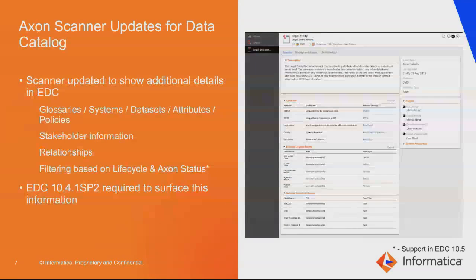Now, we have also improved a number of things on what information is available into EDC. And as part of the Axon Scanner, the update that has been made as part of 7.1, we will not only be pushing the glossary information, which was always the case, but also your systems, data set attributes, and policy information as well as the associated stakeholders and the relationships as well. Now, for this information to show up in EDC, you will require EDC 10.4.1 service pack 2. And there are some enhancements like the ability to filter on your life cycle and Axon status will basically be available with the EDC 10.5.